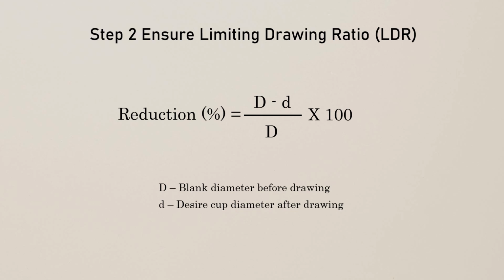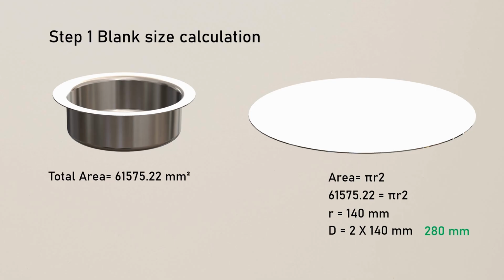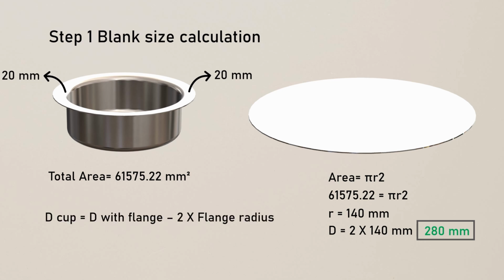And here's the critical part. The flange of the cup doesn't get drawn into the die during the process. So we calculate the blank diameter for the cup by excluding the flange from the total blank diameter, because this is not going to be drawn, so it should not affect the drawing capacity, the drawing limit. So the blank diameter with flange is 280 mm and the flange radius is 20 mm. So the cup diameter which is to be drawn will be the diameter with flange minus 2 times the flange radius. So it will become 240 mm.